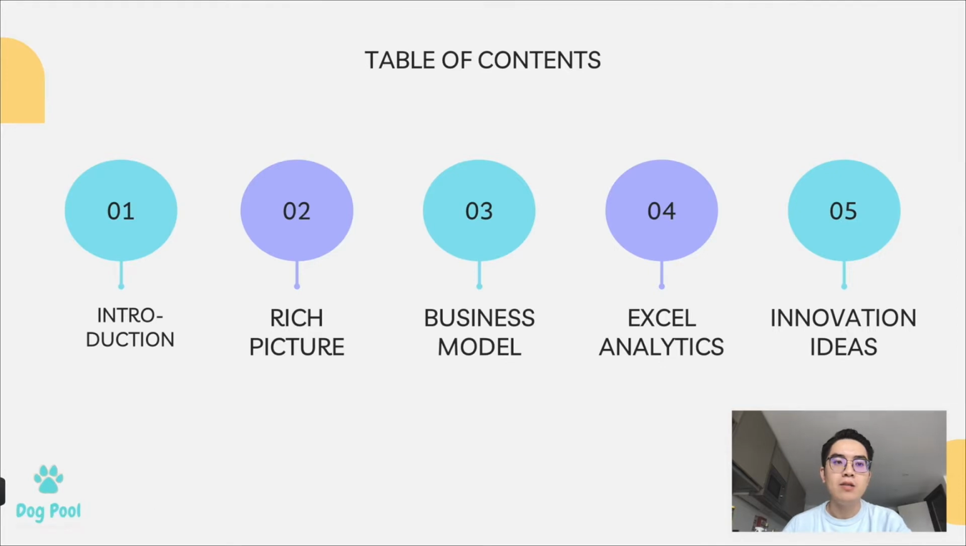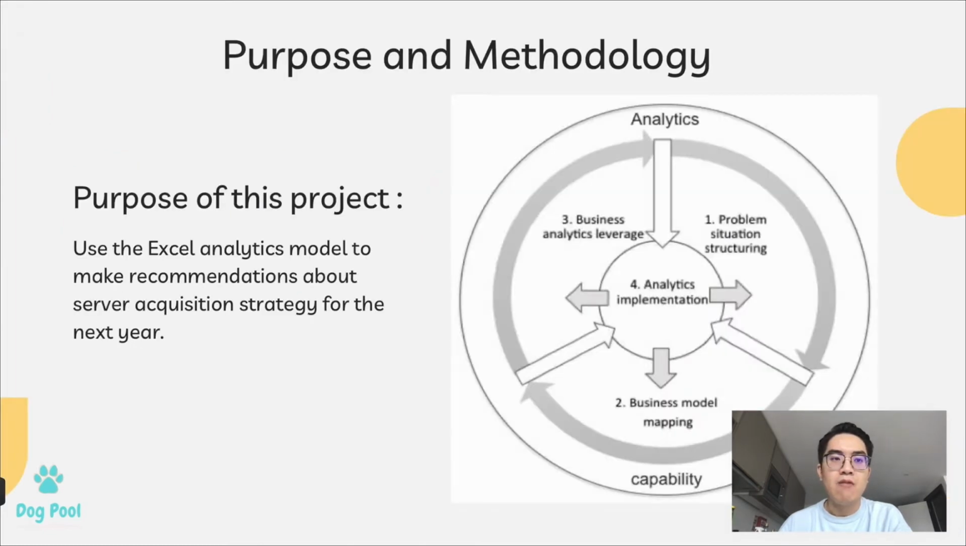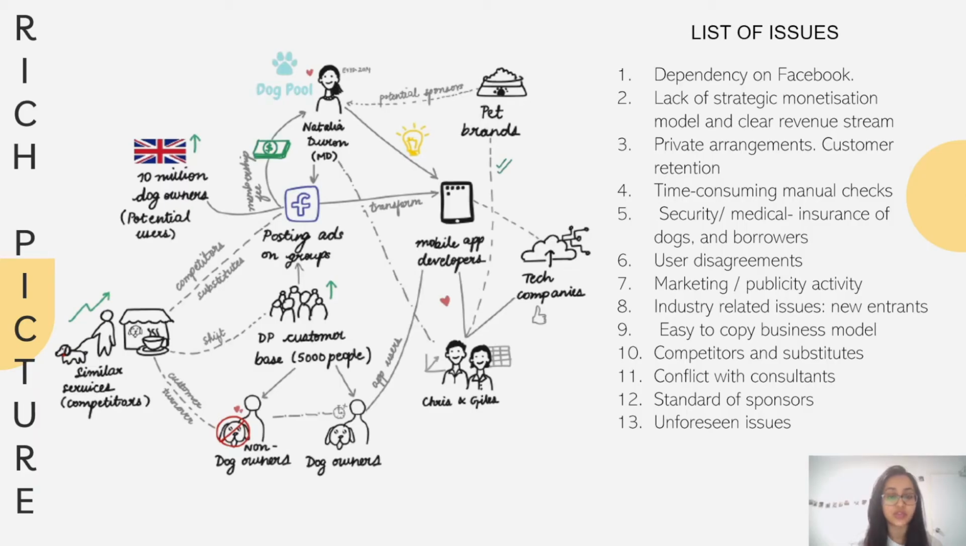Here is our content. Firstly, we'll talk about the introduction to our presentation, and then we'll give the rich picture and business model. And finally, we use the Excel analytics and give our innovation ideas. Our purpose of this project is to use an Excel analytics model to make recommendations about survey acquisition strategy for the next year. So we are going to start off by presenting you with a rich picture of your business.